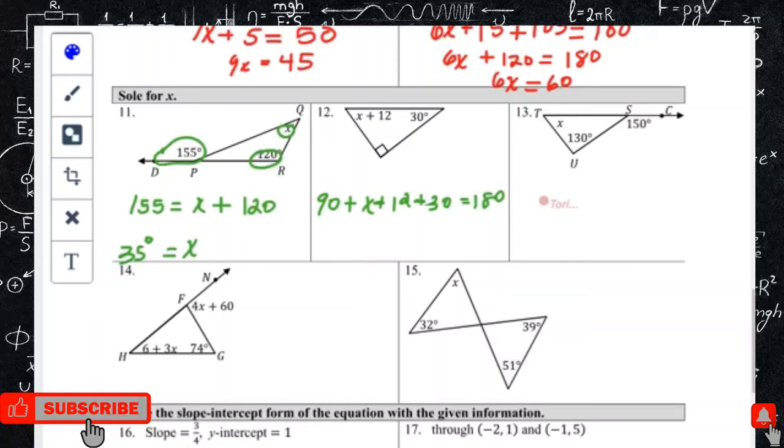And now we will simplify and solve this equation. So 90 and 30, 120 plus 12 is 132. So x plus 132 equals 180. And simply subtracting will solve that for us. And x is 48.